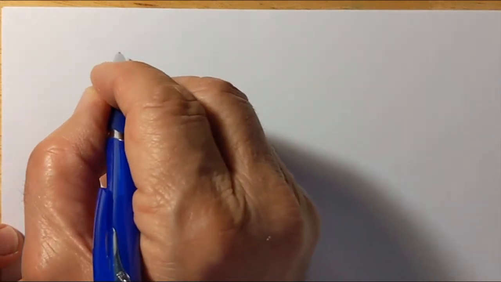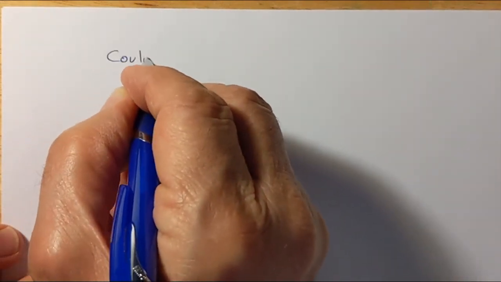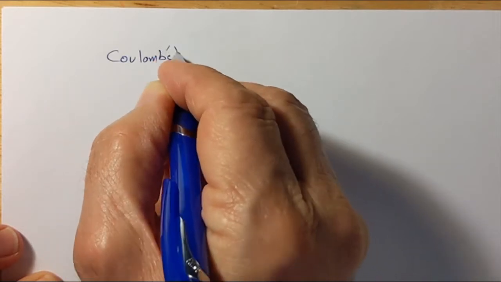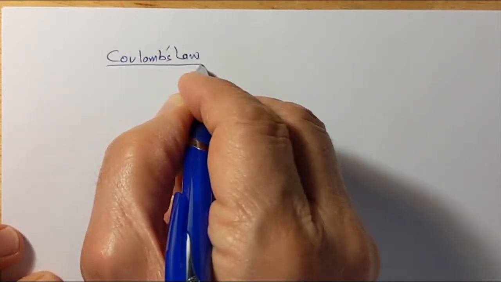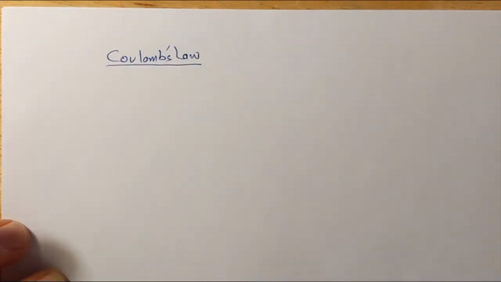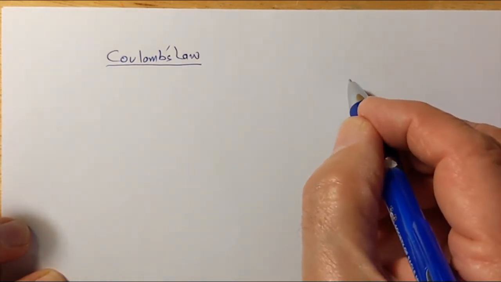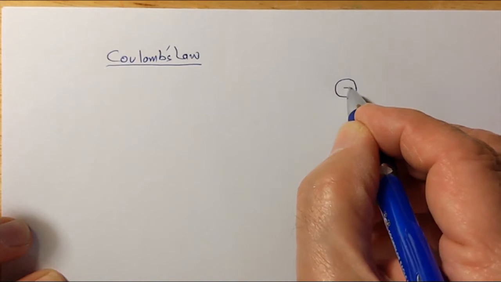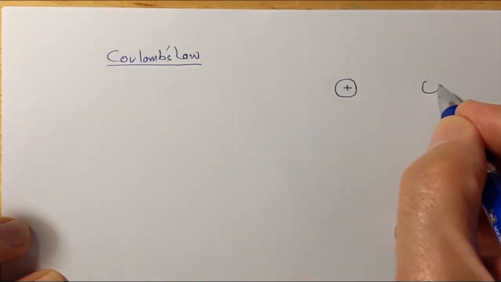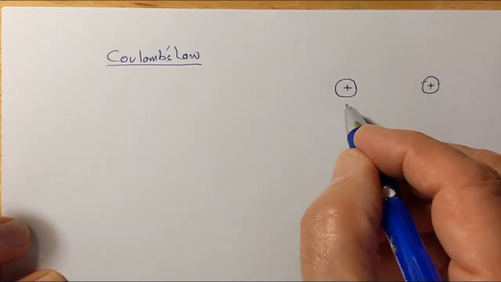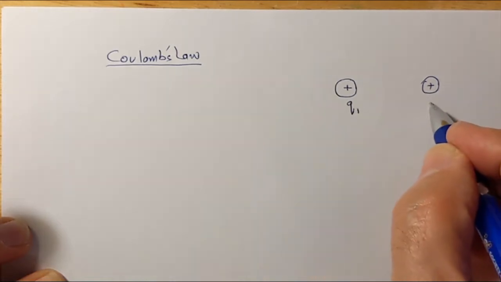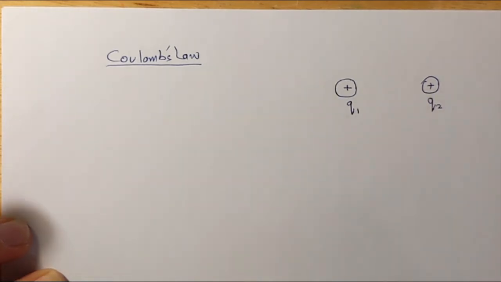We now look at Coulomb's law. This law relates the force of attraction or repulsion between two charges. So if I have one charge, which is, say, positive, and another, let's assume that's also positive, the charge on this one is given by Q1, and the charge on this one is Q2, and they should both be in coulombs.